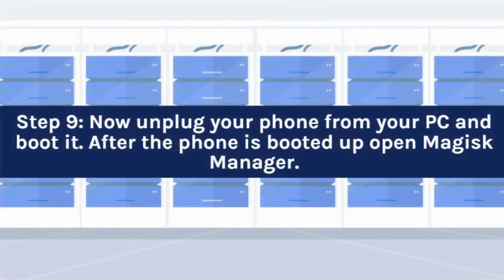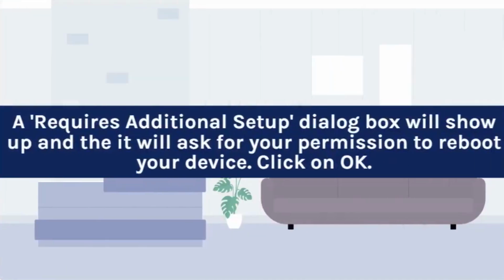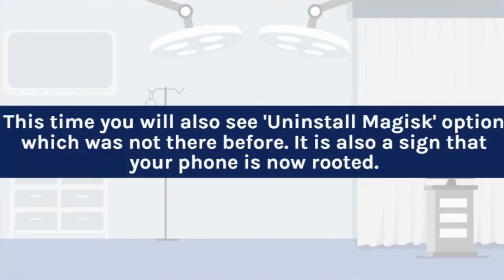Step 9. Now unplug your phone from your PC and boot it. After the phone is booted up open Magisk Manager. It says requires additional setup. A dialog box will show up and it will ask for your permission to reboot your device. Click on OK. This time you will also see Uninstall Magisk option which was not there before. It is also a sign that your phone is now rooted.